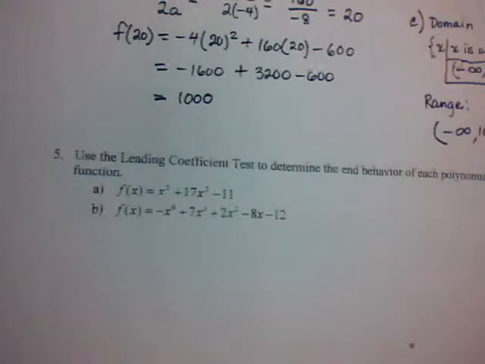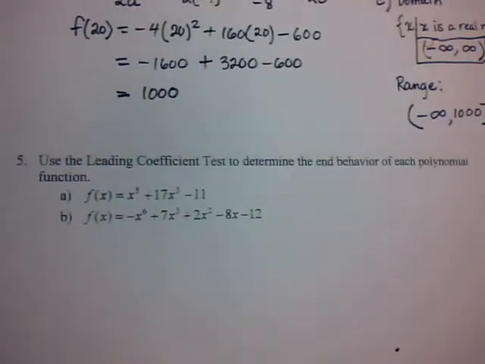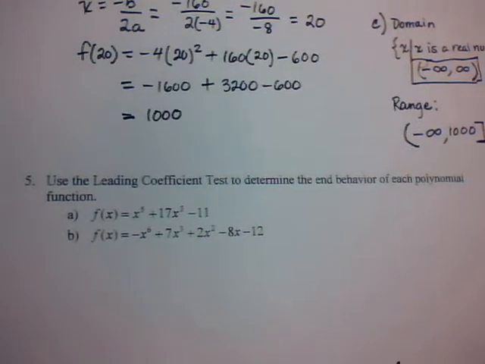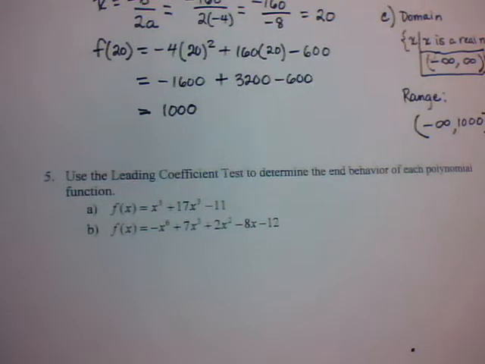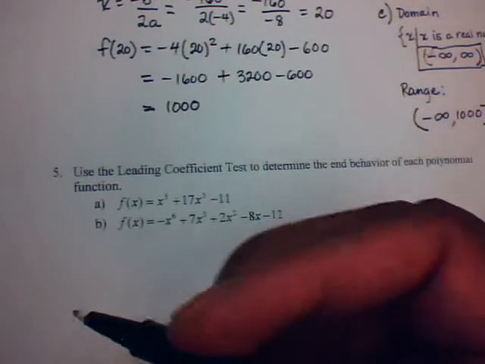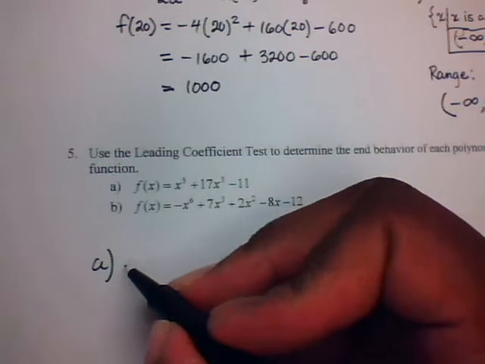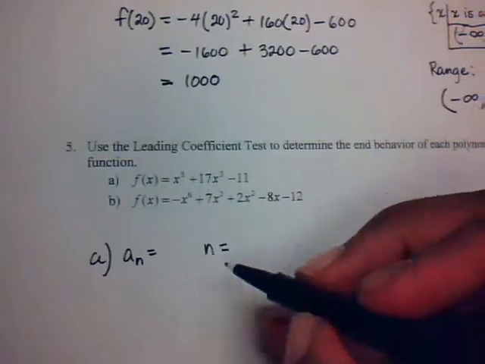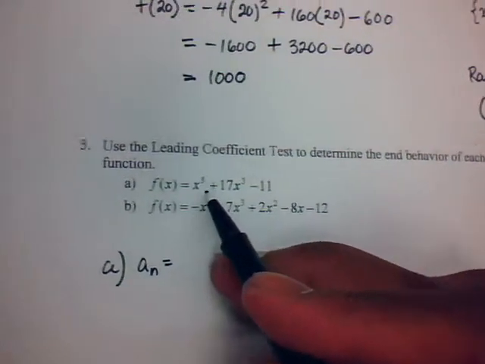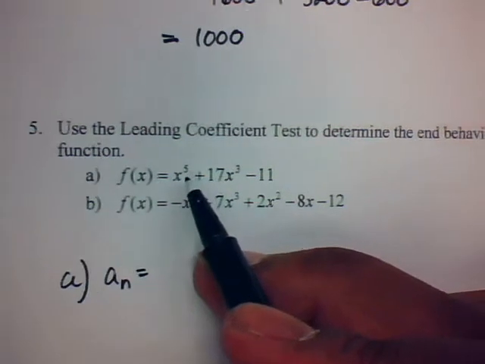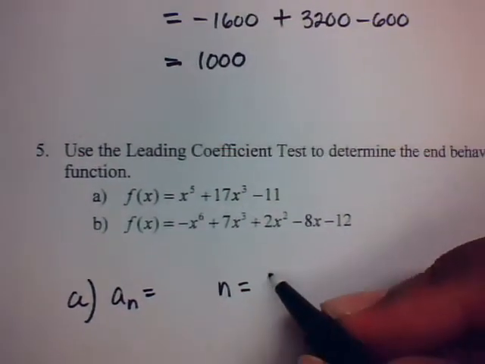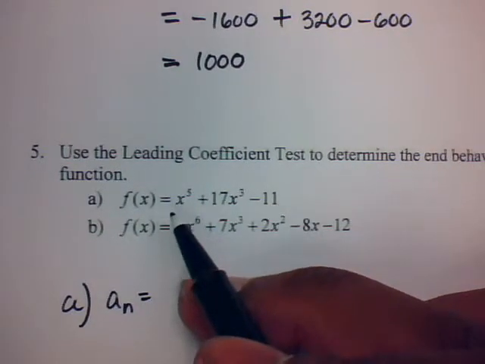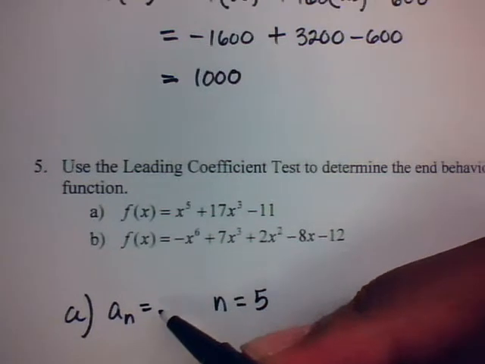All right, question 5. Use the leading coefficient test to determine the end behavior of each polynomial. In part A, you get f of x is equal to x to the 5th plus 17x to the 3rd minus 11. We're going to identify a sub n, and we're going to identify n. Let's first identify the n. The n is the highest exponent in this problem. That's going to be 5. So in this case, your n is going to be 5. a sub n is the coefficient of the variable with the highest exponent. That, in this case, is 1.